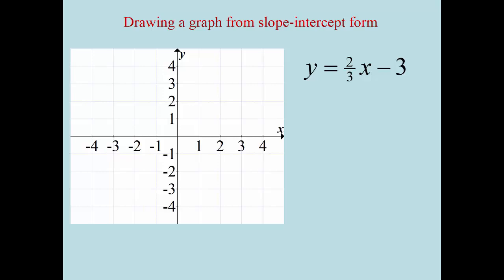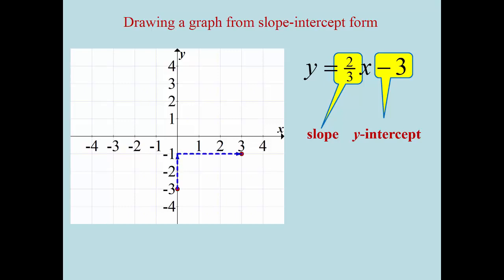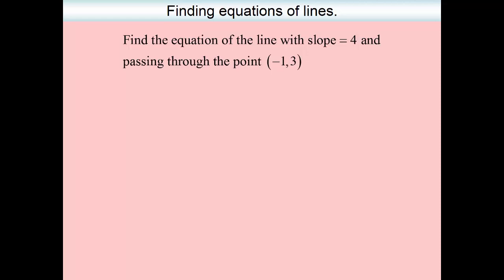What's really handy about it is being able to draw graphs so quickly and easily. If I have a linear equation like y equals 2/3 x minus 3, immediately I know that there's a dot at -3 on the y-axis, and I can count from that dot up 2 and to the right 3. And there's the graph. So we should be able to graph things like this very quickly and easily.